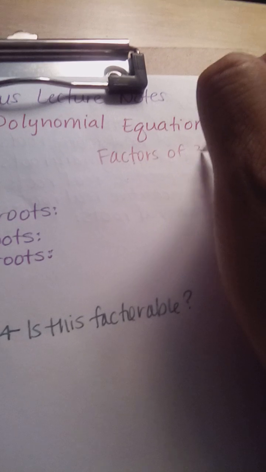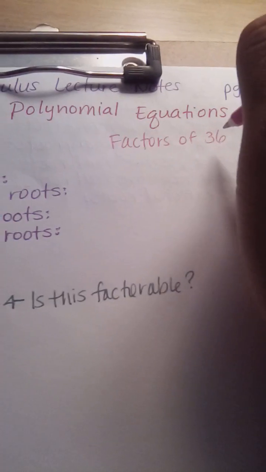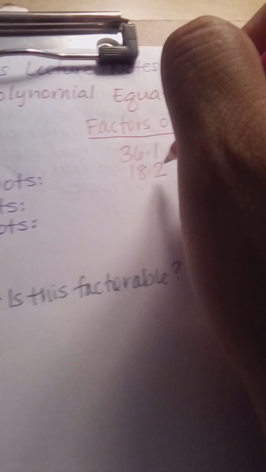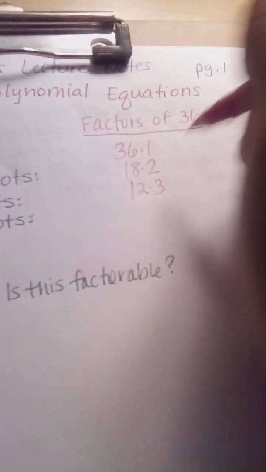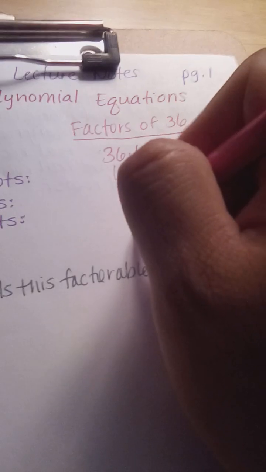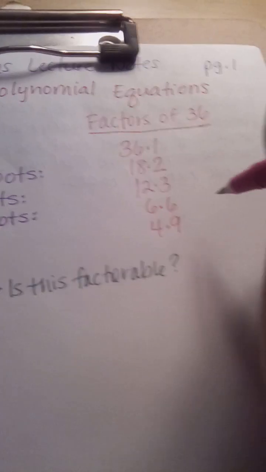All right. So let's do this. I'm going to write this down here. Factors of 36. All right, what are the factors of 36? 36 times 1, 18 times 2, right? 12 times 3, 6 times 6 is 36, 4 times 9. Any more factors?